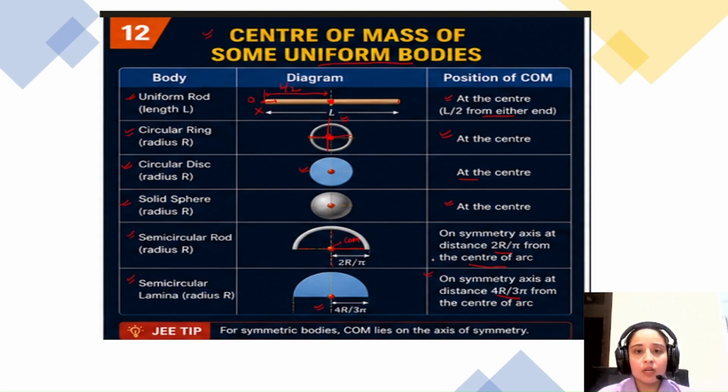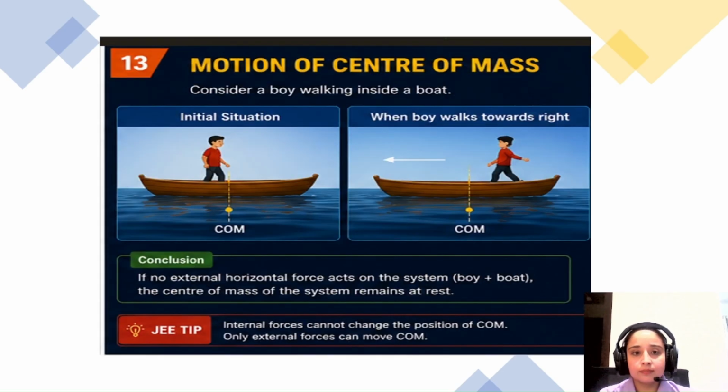So again, a very, very important concept. That important concept is, for a symmetric body, the center of mass always lies on the axis of symmetry. I hope up to this everything is clear to you.